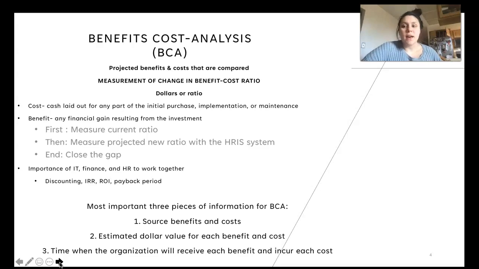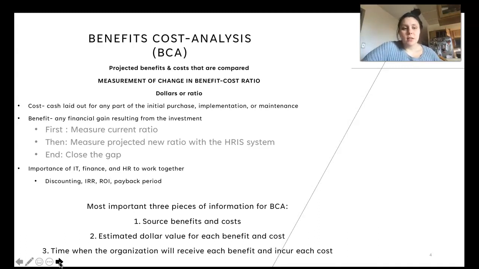A way that we could justify it is through a benefits cost analysis, or a BCA. This is where you will measure the change of the projected benefits and costs, and you compare them to see if it's worth the risk and worth the cost for what you're getting in return. Cost is the cash layout for any part of the initial purchase, implementation, or maintenance. This could be anything from when you buy it, from maintenance that's going on, any type of upgrades you need. And the benefits is any financial gain resulting from the investment.